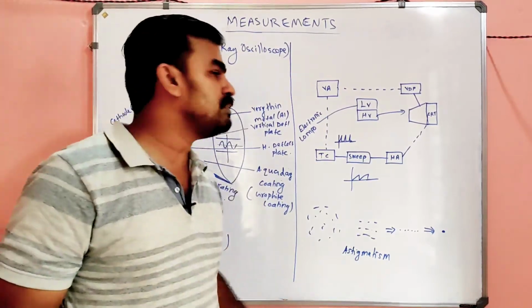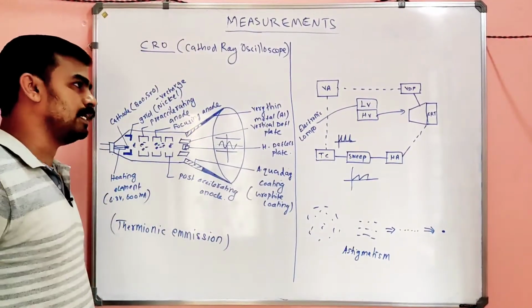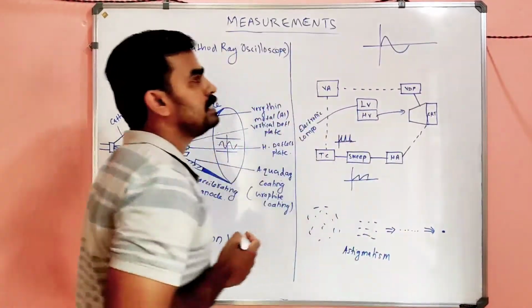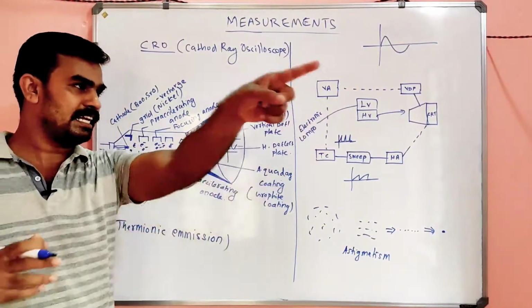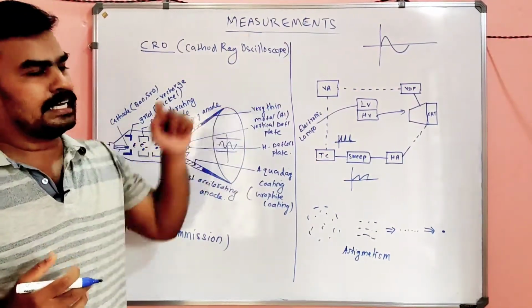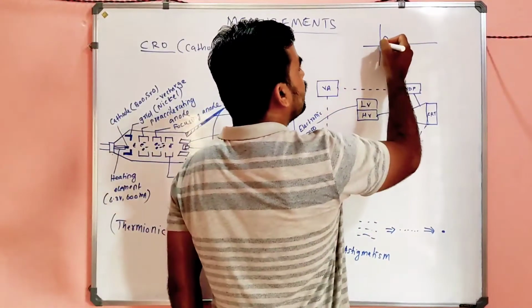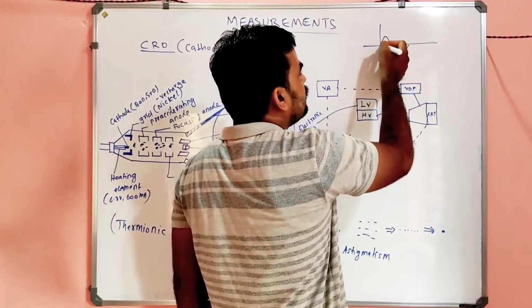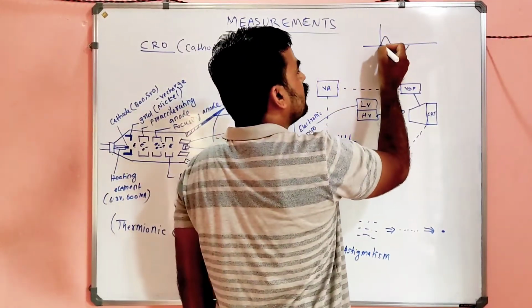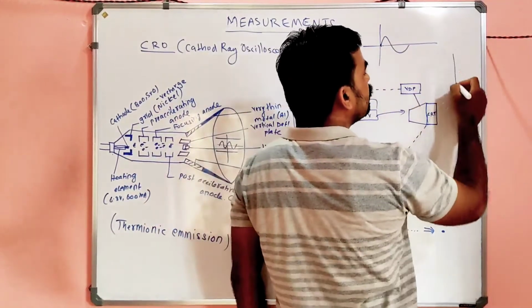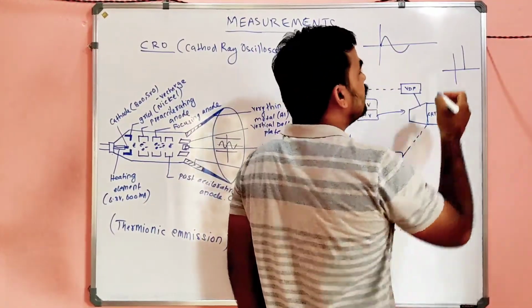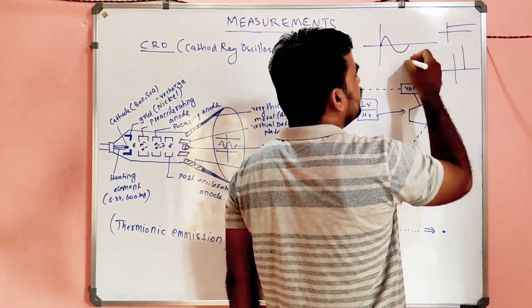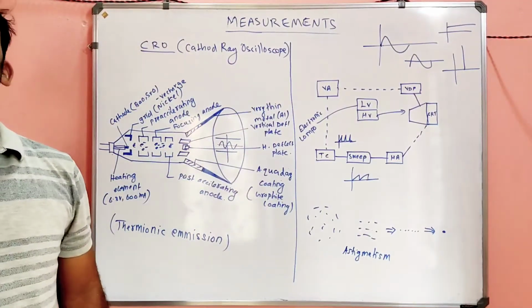So what is the function of the vertical and horizontal deflection plates? I will tell you. Suppose this is the sinusoidal quantity you want to see on the screen. The sinusoidal signal has both vertical side movement as well as horizontal side movement. If it were only a vertical signal, the dot would be here, and if only horizontal, it would be here. But both the horizontal and vertical movement are there regarding the sine wave.